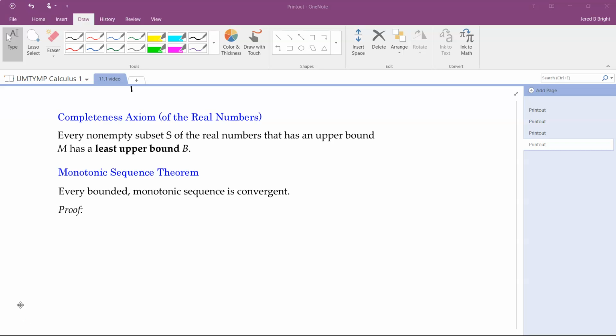that if we have a collection of real numbers that's non-empty, and the set has an upper bound, then we can actually identify the least upper bound.